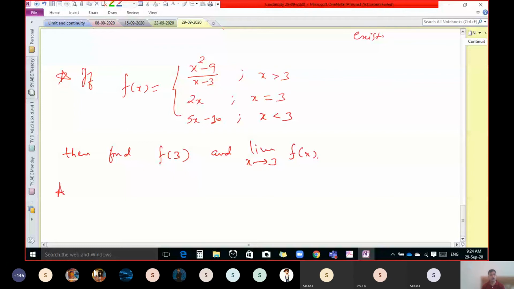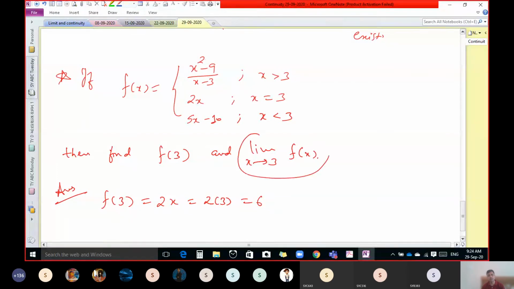So now how to find out this? Okay, first thing, f of 3, what to do? Tell me, where we have to put x equal to 3? In first function, second or third? Second function. So in second function, we have to put x equal to 3, we get answer 6. So this is the answer of first part, over.